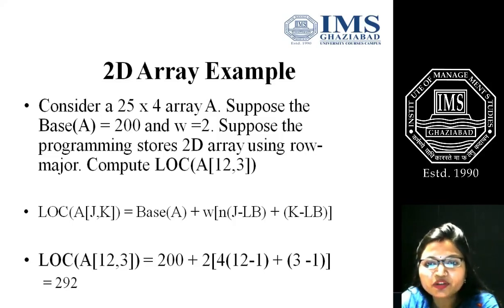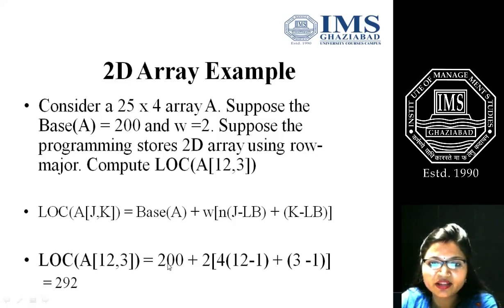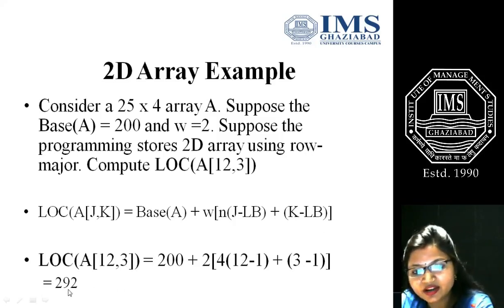So if you want to find the location of the element present at 12th row and 3rd column, and if the elements are stored in row major form, the formula is this. To calculate the address, base address is 200 plus 2, the size of the data type, times the total number of columns, here 4, times j, which is 12, 12 minus 1, since here we have started the index from 1, plus k, the value of k is 3, 3 minus 1. So after calculating, the answer is 292.